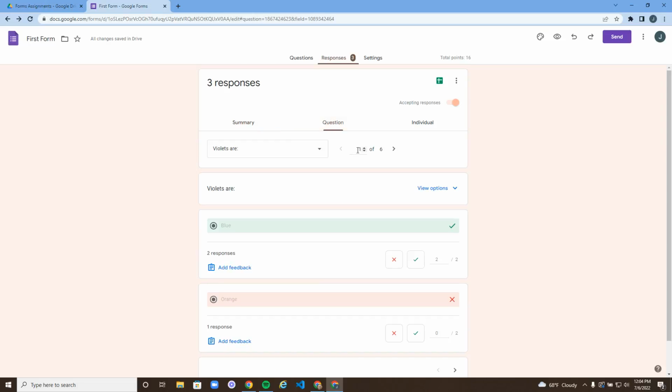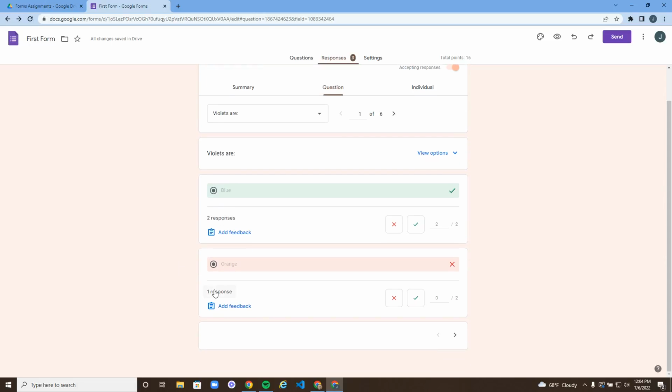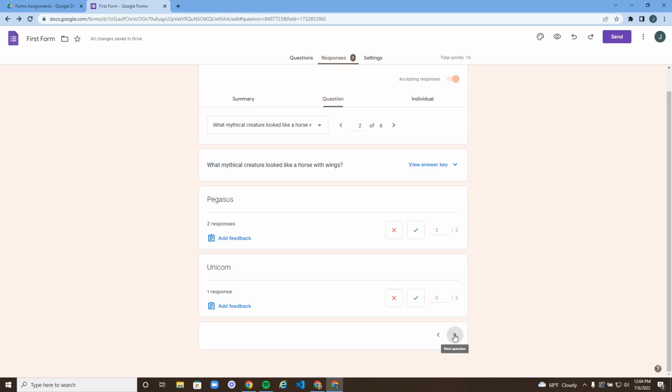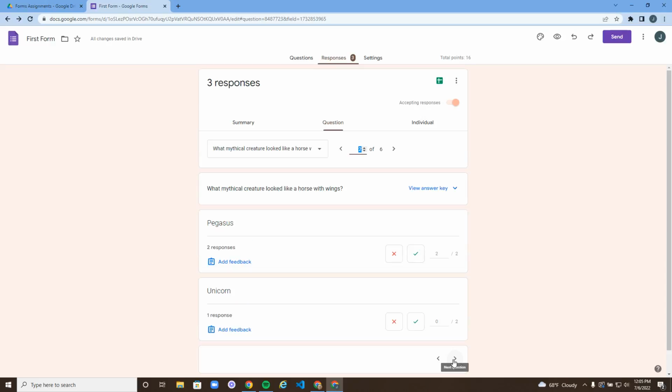So this is question number one, violets are, and it tells you that two responses were blue. That's the correct answer. One response was orange. That's not the correct answer. So two of three people got that right. We can move on to the next one and see that Pegasus was the answer that two people said, and unicorn was the answer one person said.